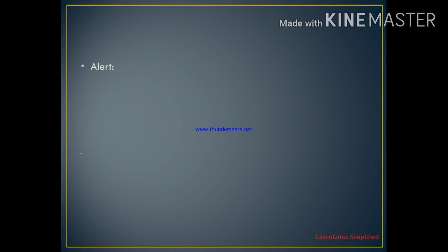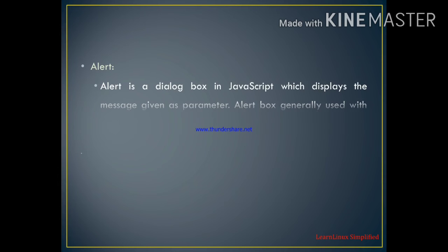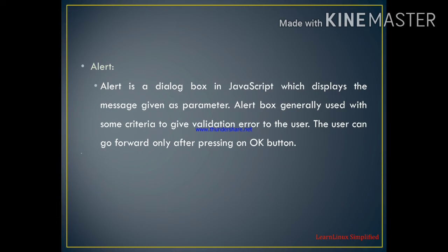Okay, what is alert? It is a dialog box in JavaScript which displays the message given as a parameter. An alert box is generally used with some criteria to give a validation error to the user. The user can go forward only after pressing the OK button. So alert is basically a function in a script which returns a dialog box or a prompt message to the user, which is given as a parameter.